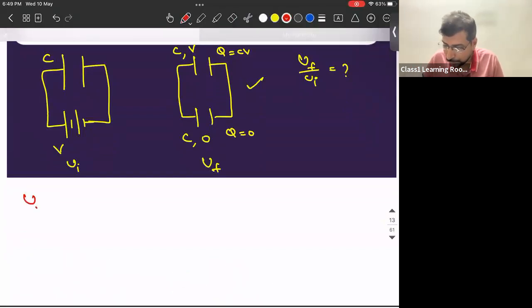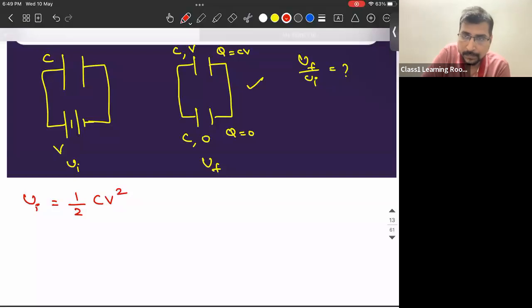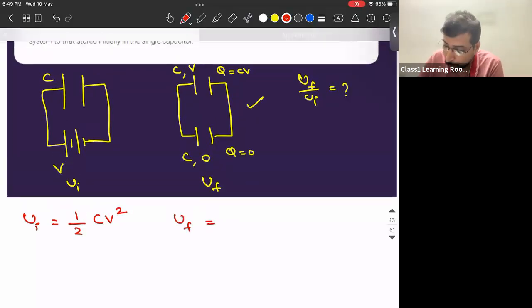If you see what is the value of U initial, it is very simple. It is half CV square. Whereas for me to find U final, I need to find out what is the potential energy across the first capacitor and what is the potential energy across the second capacitor.